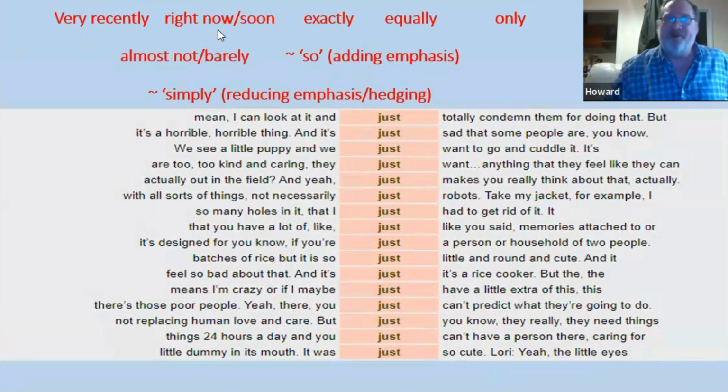It often means very recently. Sometimes it means right now or soon. It sometimes means exactly. Sometimes it means equally. Sometimes it means only, nothing more than. Sometimes it means almost not or barely. Sometimes it's used to add emphasis. He was just gorgeous. And sometimes it's used to mean simply, less, almost not, to reduce emphasis. Yeah, I just wanted to go in.